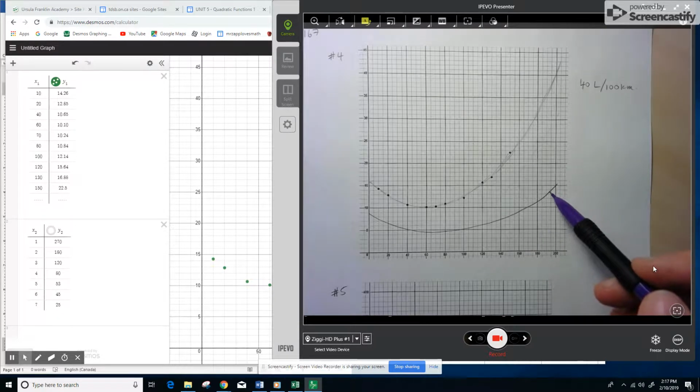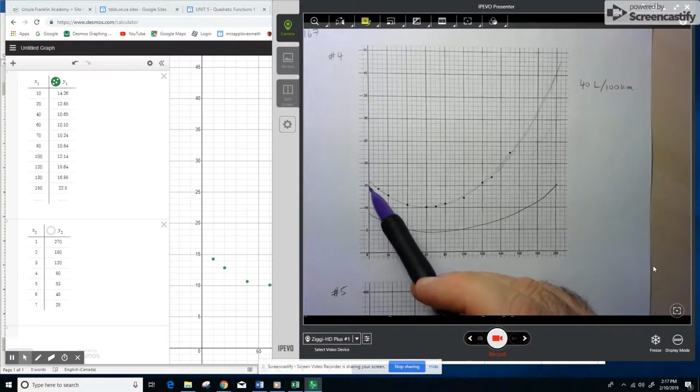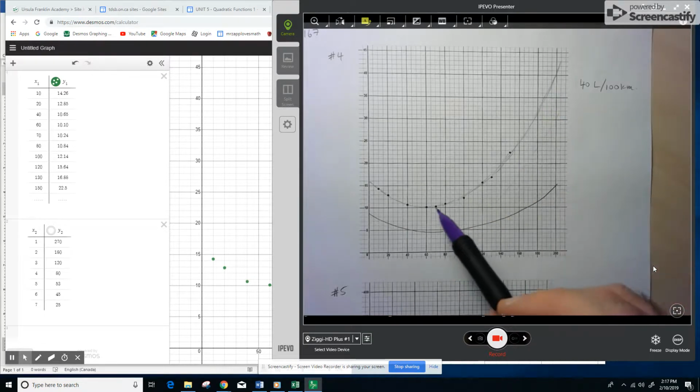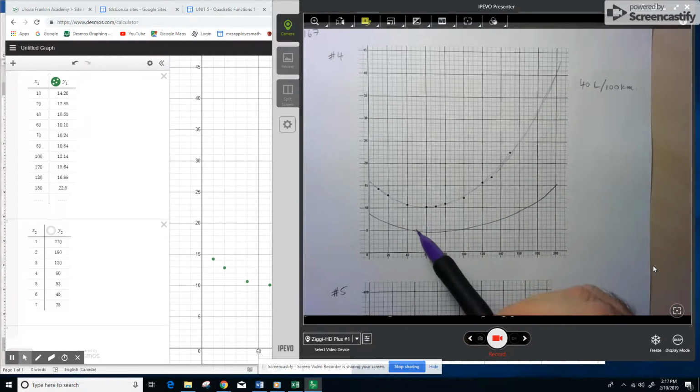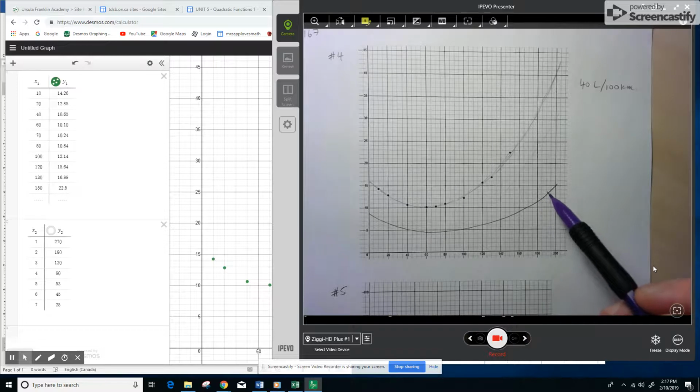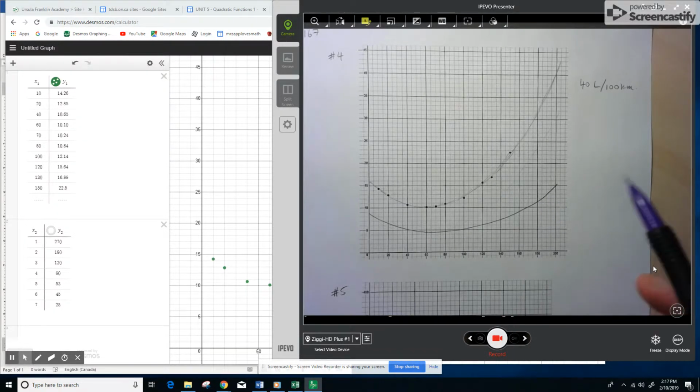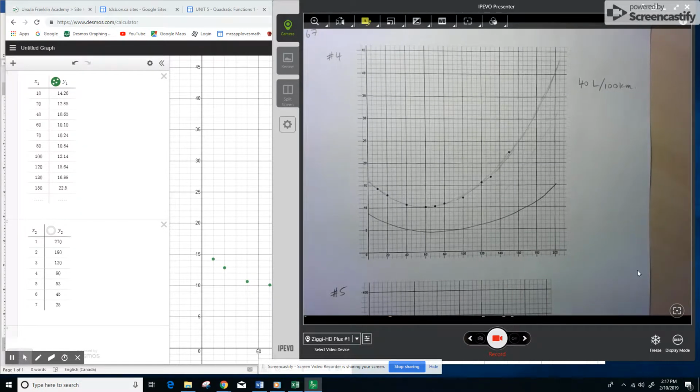So what we're seeing here is a curve that would be similar in terms of the shape, but has some differences: it would be lower on the graph and would be wider. And like I said, this is the type of thing we're going to be studying in this unit. So let's take a look at number 5, and I think we're going to see something a little similar.